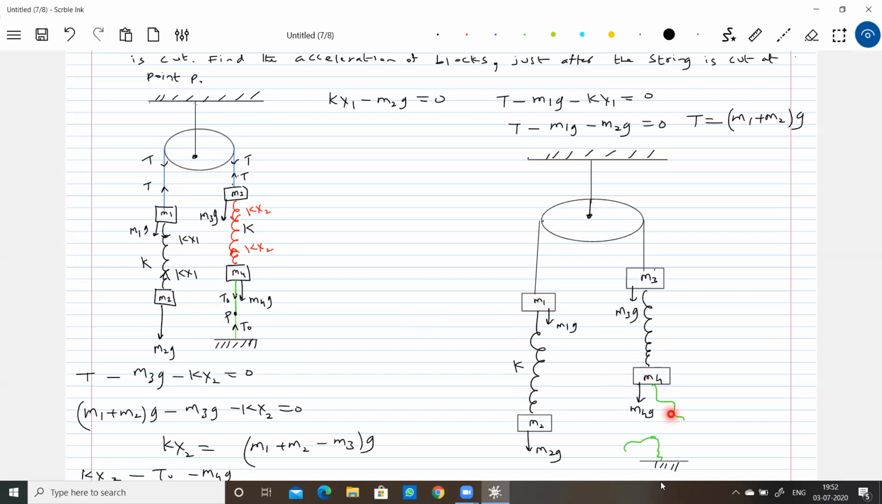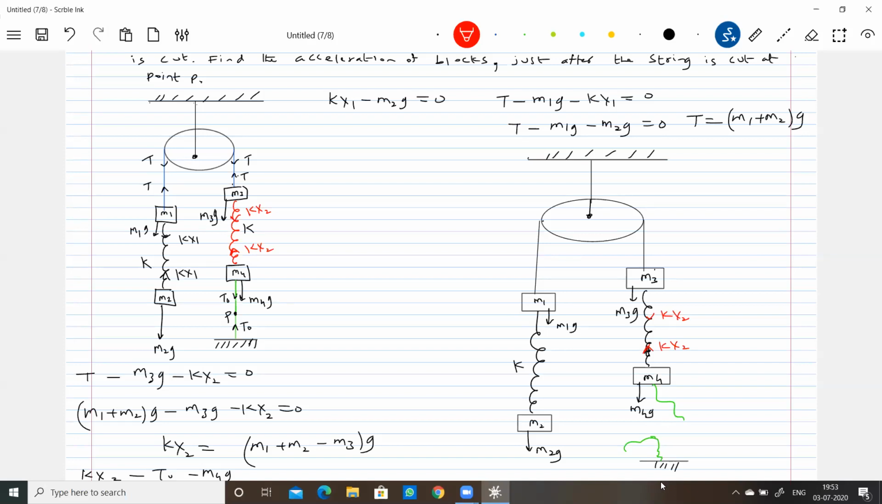Okay, let's do one thing. If I cut this string, what will happen first to this spring force here? It will be as it is, no change in Kx2. The spring force will not change, so look at the block M3. Only if the spring force changes will the block M3 undergo displacement. So due to inertia of rest, it will retain the state of rest at that instant. So now M1, M2, M3 will be at rest.